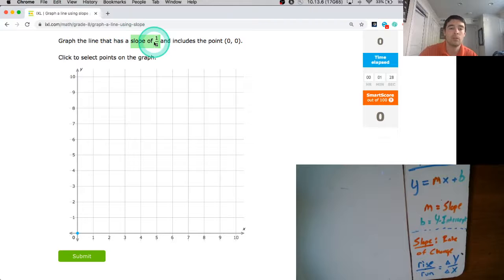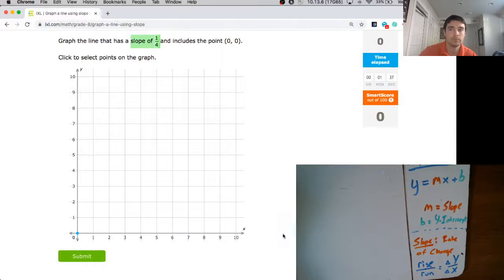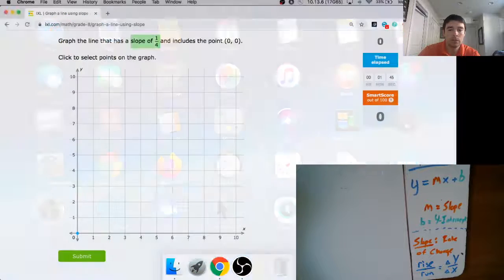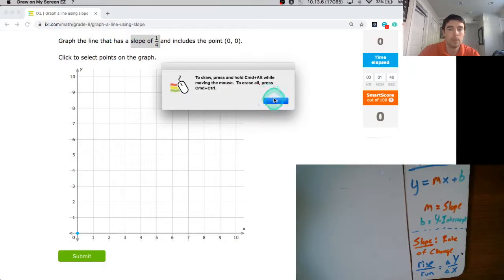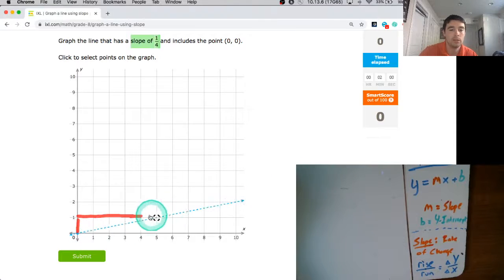If it has a slope of 1/4, let me get my marker tool out. That means that from wherever our starting point is, this graph is going to climb up by 1 unit each time it moves right by 4 units. Oh, that didn't load right. Let's see if it loads this time. There we go. From this origin, it's going to climb up by 1, and go right by 4 units. That's really what a slope of 1/4 means. So I'm going to click the next point right here, after it went up by 1 and right by 4. Now I've graphed a line with the slope of 1/4 that includes the point 0, 0.